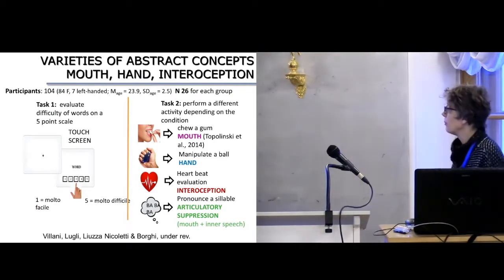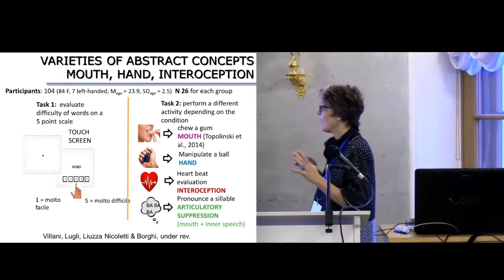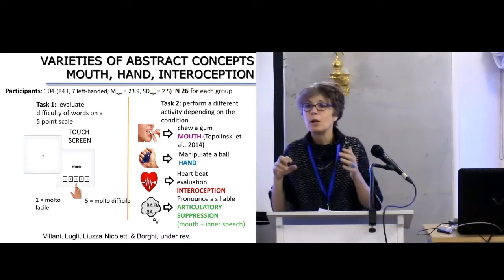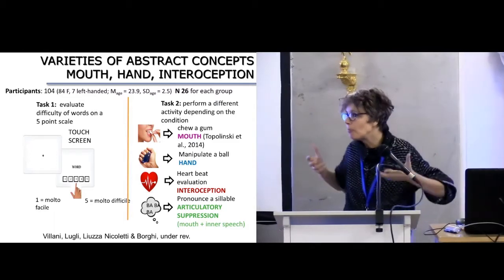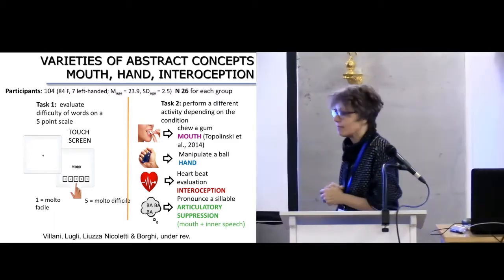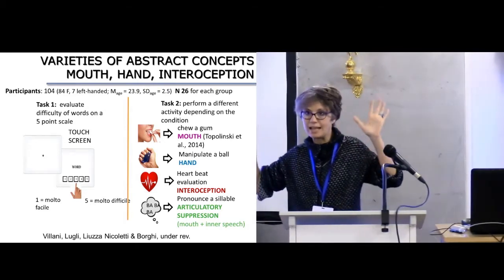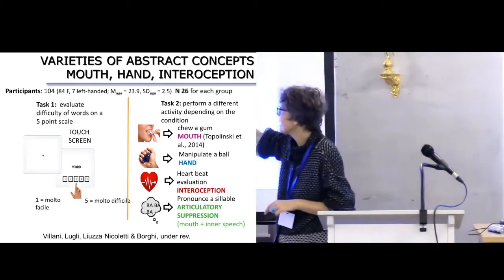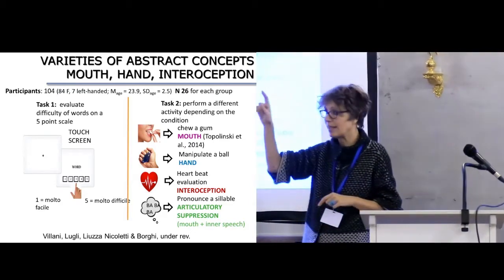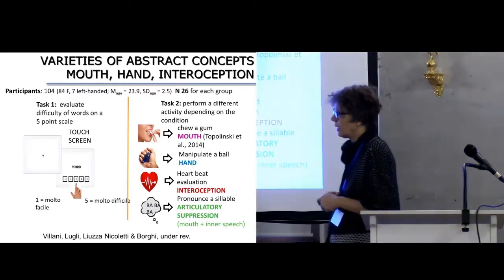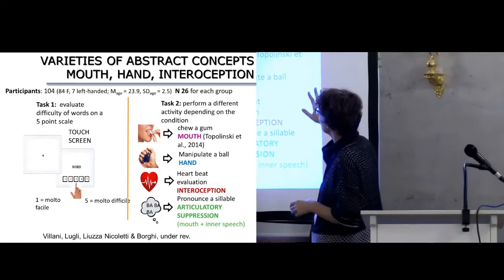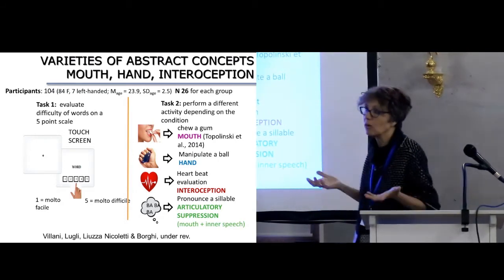And so we performed a very simple task in which we wanted to verify again with interference whether different components are activated with the different kinds of concepts. So in this case, participants had to perform two tasks at the same time. They had to decide whether a word was difficult or not on a 5-point scale with a touch screen. And we took their choice and we used response times as covariate. And in a second task, they had to perform a concurrent task.